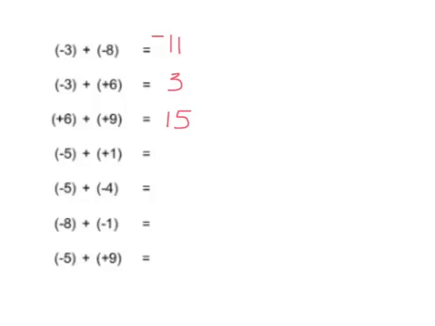Negative 5 plus a positive 1. Subtract your numbers, which would be 4. Take the sign of the bigger number. 5 is bigger, 5 is negative, your answer is negative. Negative 5 plus negative 4. Add your numbers, keep the same sign. Negative 8 plus negative 1. Add your numbers, keep the same sign. And negative 5 plus a positive 9. Signs are different. Subtract your numbers and take the sign of the bigger number. 9 is bigger and positive, therefore our answer is positive.